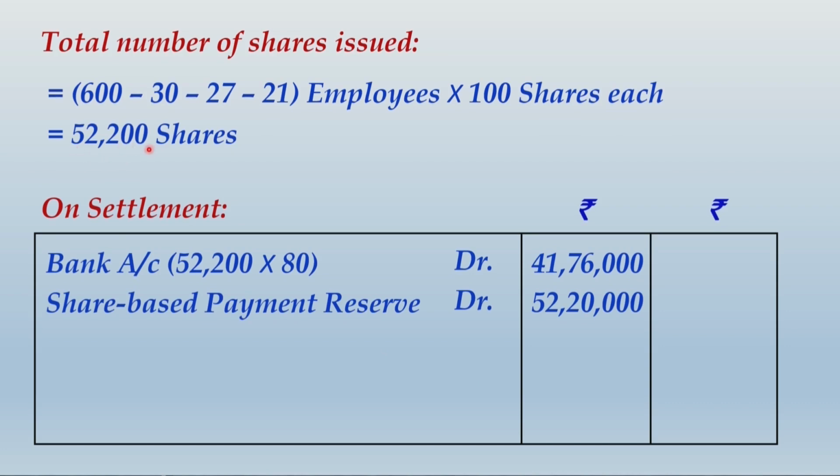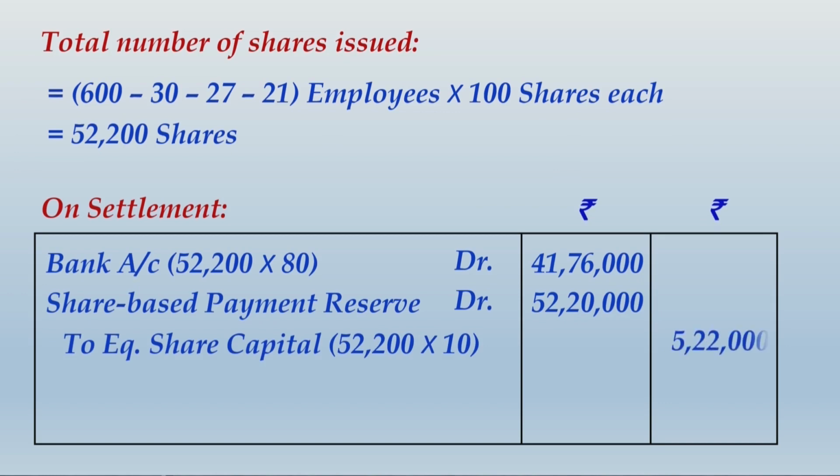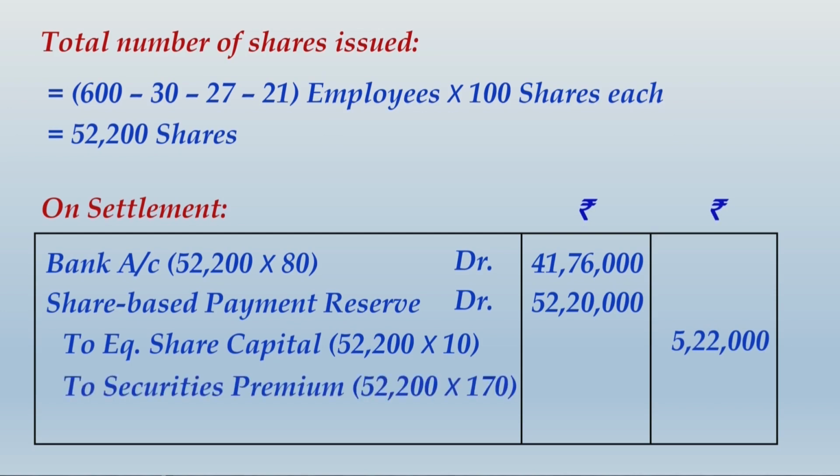So 52,200 multiplied by 100 will give you 52,20,000, and then the corresponding credit will be given to share capital. 52,200 shares of face value rupees 10 each. The amount that goes to share capital will be only 5,22,000, and the balancing amount goes to securities premium.